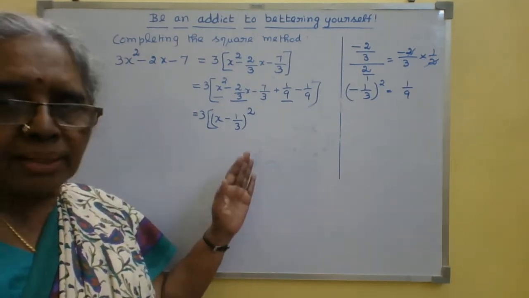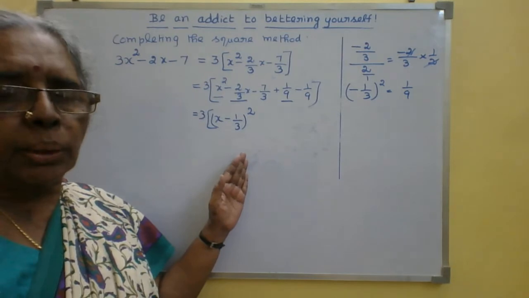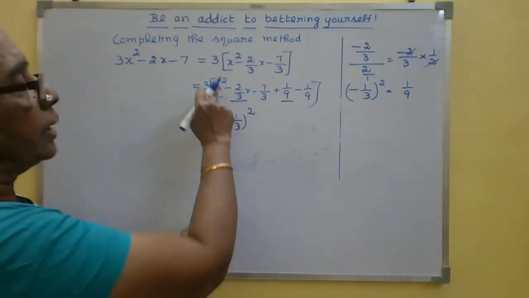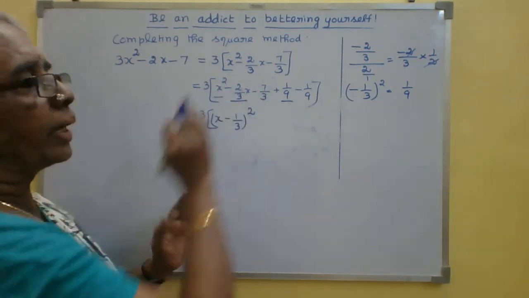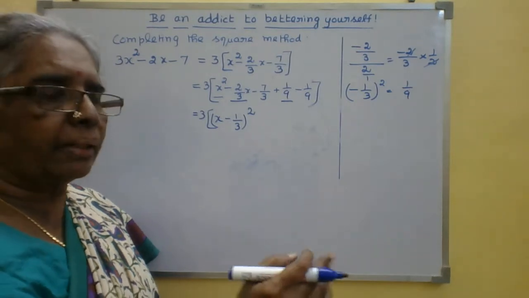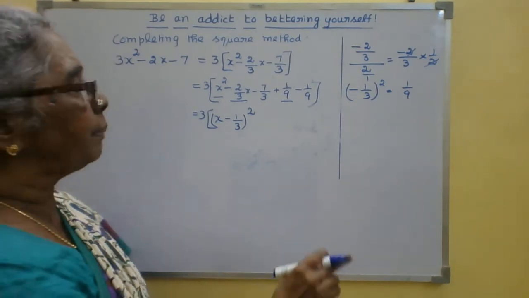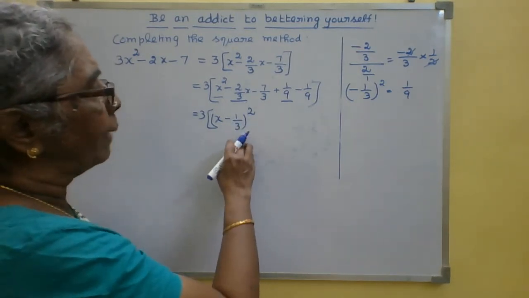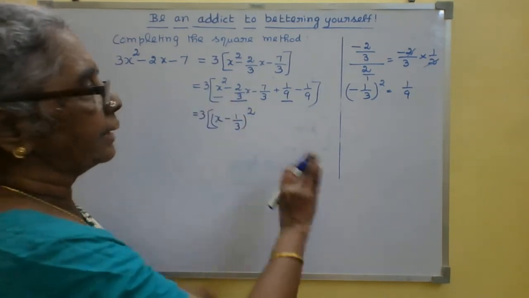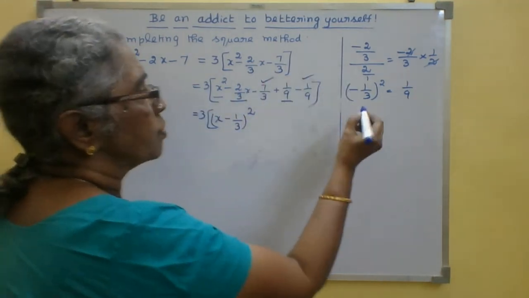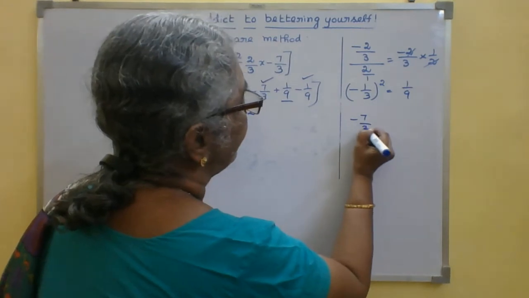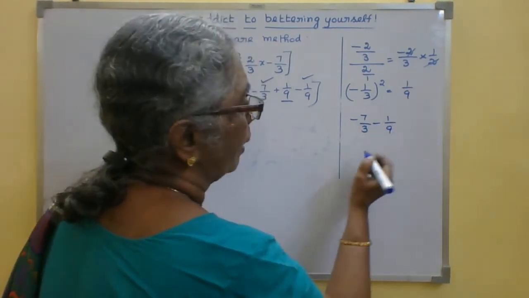Shall we expand and see whether it coincides with the 3 terms there? x squared, 1 by 3 the whole square is 1 by 9. The 2ab term, you know the formula is minus 2ab. So 2 into x into 1 by 3, so minus 2 by 3x. Now the remaining terms are minus 7 by 3 and minus 1 by 9.